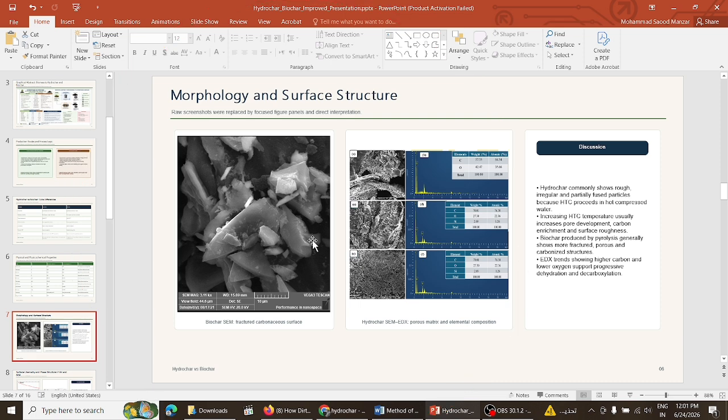If you see the EDS comparison, in hydrochar the carbon content lies from 55 to 70, whereas biochar is more. Oxygen is higher in hydrochar, whereas in biochar it is lower. Nitrogen is also higher in hydrochar and lower in biochar. Minerals are similar, but biochar has higher ash minerals and high carbon purity. Hydrochar contains more oxygen. So these are the EDS trends.